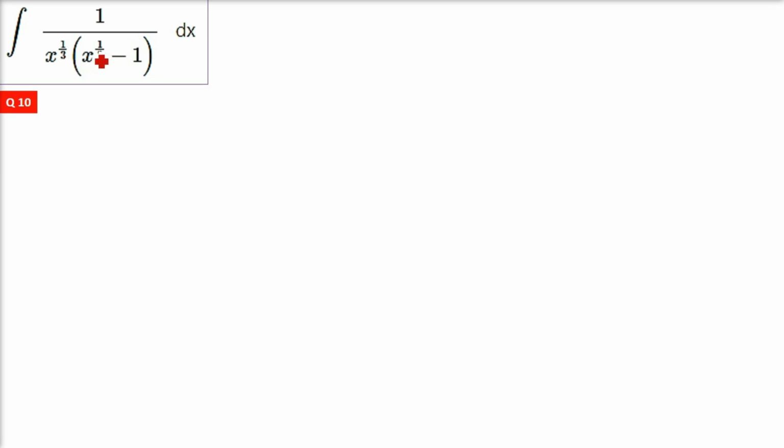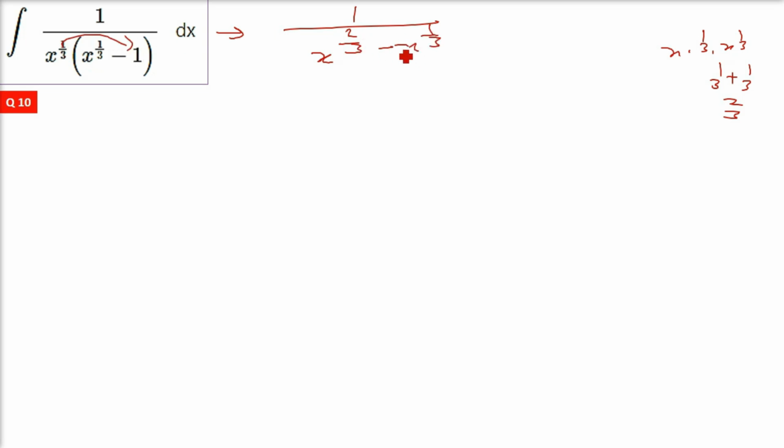So this question, let's multiply it inside first. X into 1 by 3 will be multiplied with the internal terms. So 1 by x raised 1 by 3 into x raised 1 by 3. So it will be x raised 1 by 3 plus 1 by 3, that is 2 by 3. So x raised 2 by 3 minus x raised 1 by 3. So any benefit here? Do you foresee any benefit? X will be t cube.